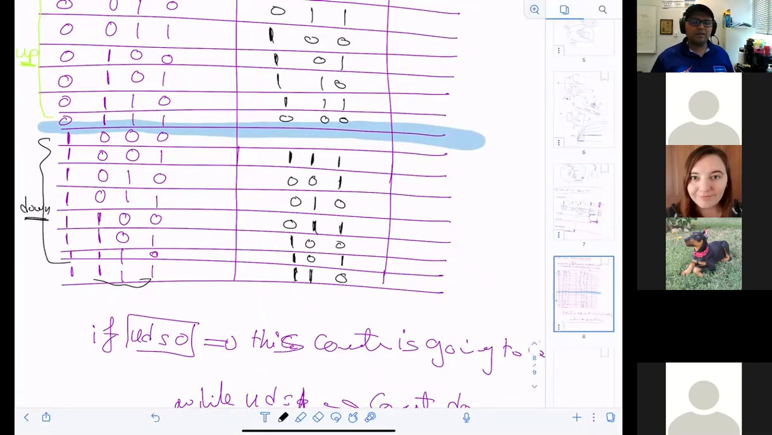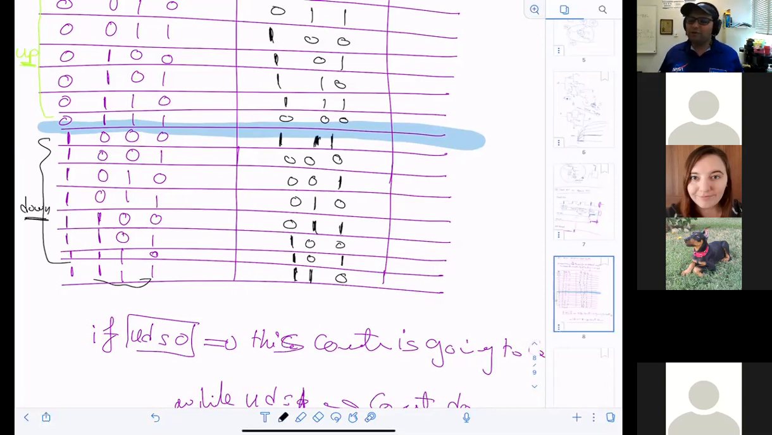I think I made a mistake. We're missing something here, right? Yes, I made a mistake. It should be 0, right? Yeah, it should be all zeros. That's why I said I made a mistake.